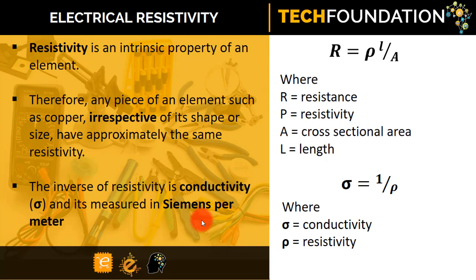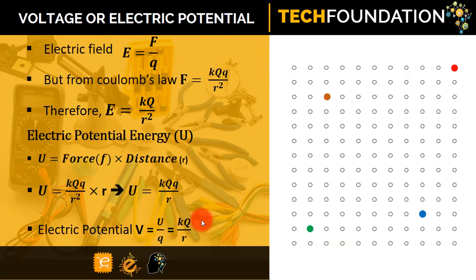The inverse of resistivity is conductivity, which is a measure of a material's ability to allow the transport of electric current. Conductivity is measured in Siemens per meter. Okay, so let's look at electric potential.